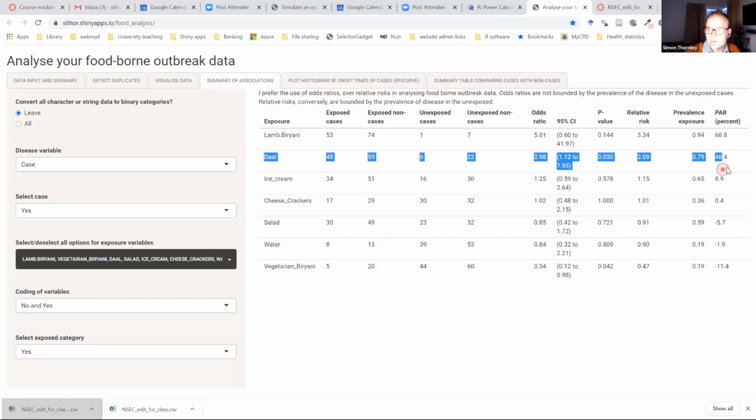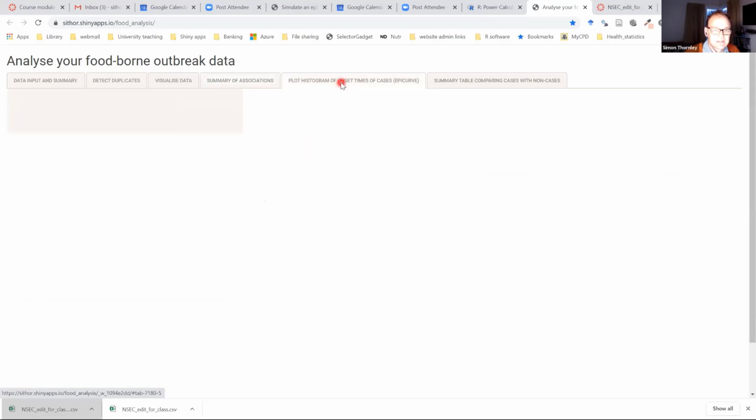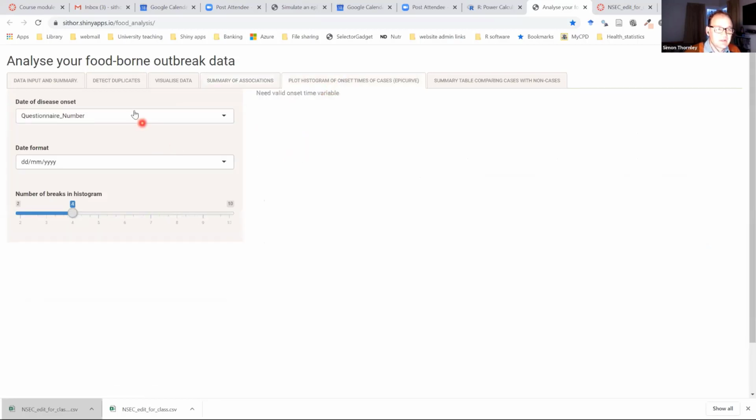And the two of them really account for the lion's share. So the dal and the lamb biryani are looking pretty suspicious. We can also estimate the incubation period.